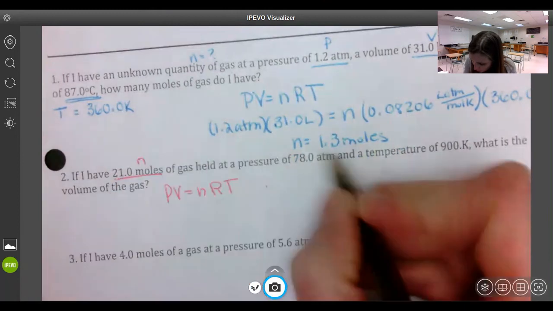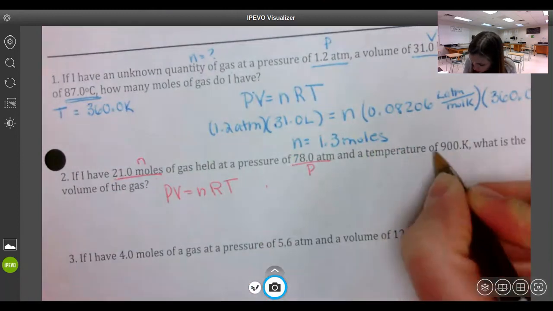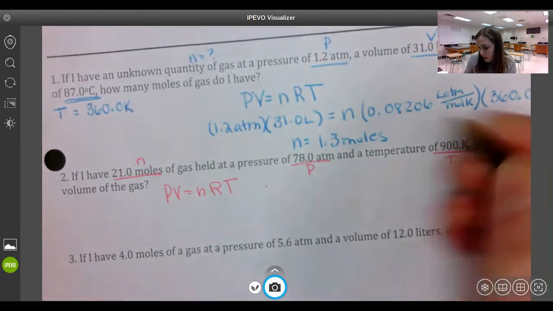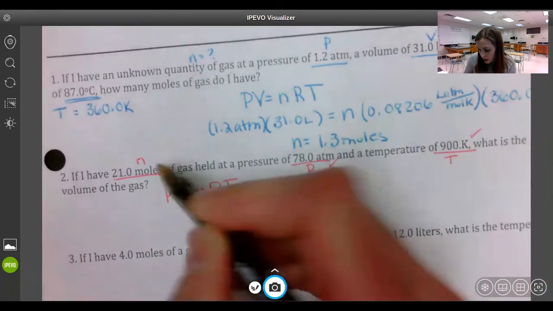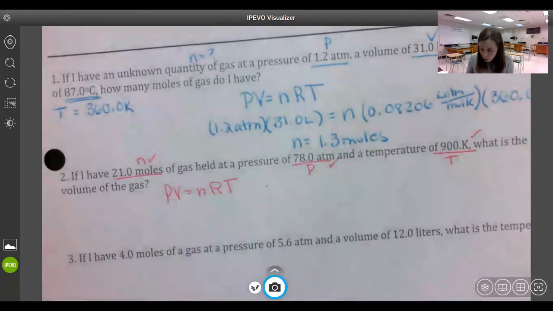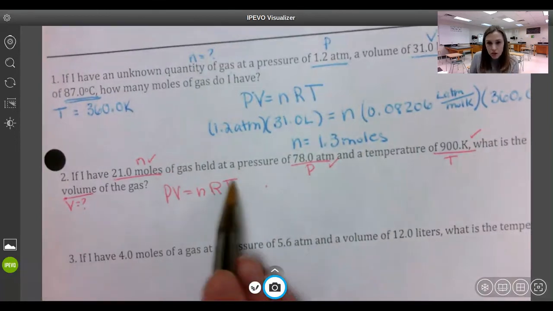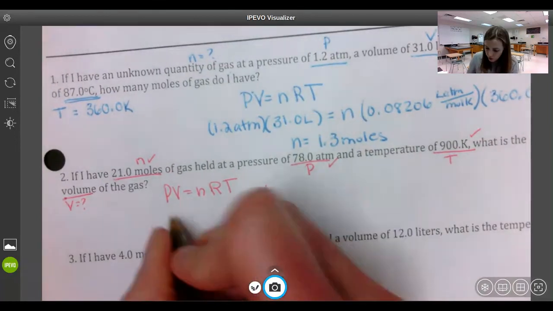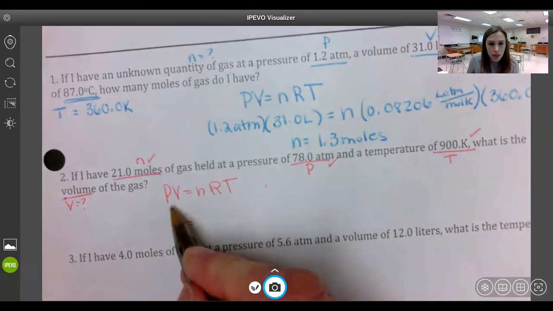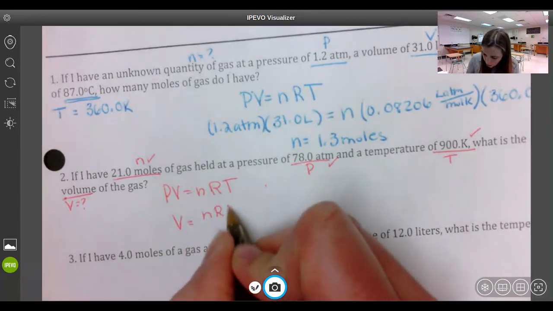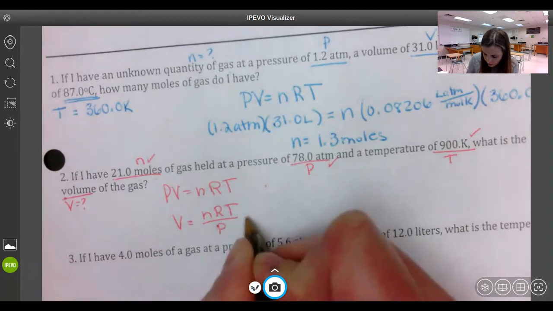So I have moles, I have pressure, I have temperature, which is in Kelvin. Okay, this was in ATM, which is what I need it to be in, and moles is of course in moles. And then I'm going to be looking for my volume. So some students do like to rearrange this ahead of time. So if I'm looking for volume, I would have to divide both sides by P. So this would be nRT divided by P.